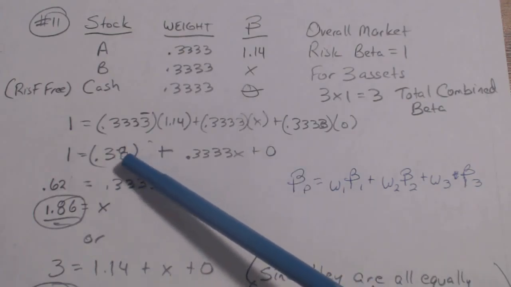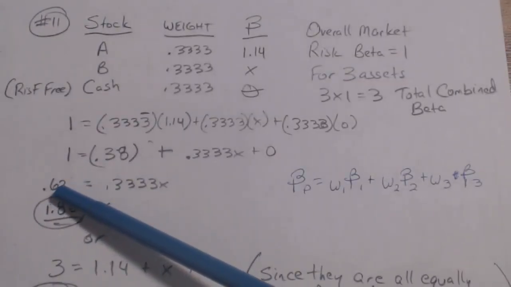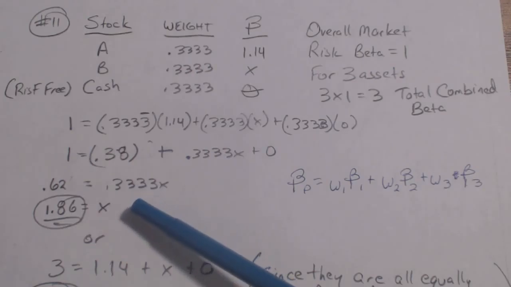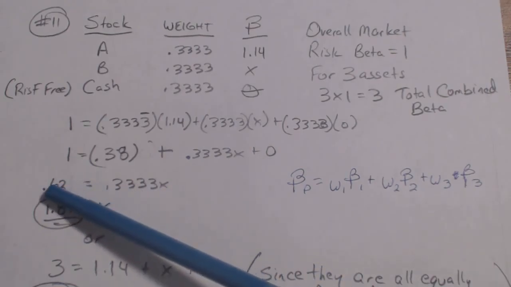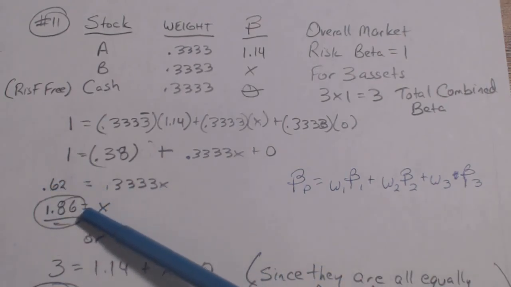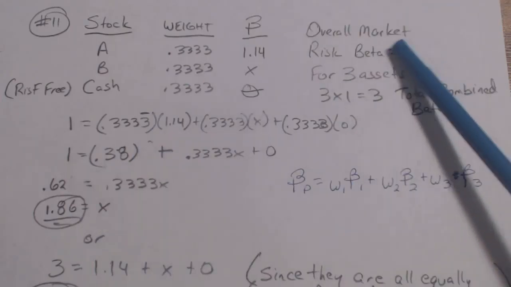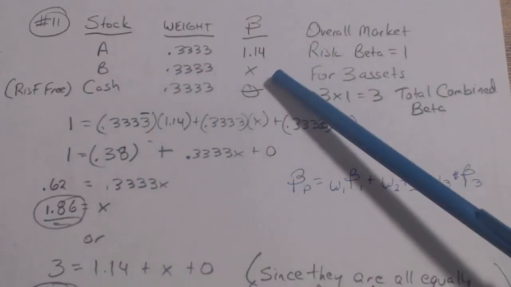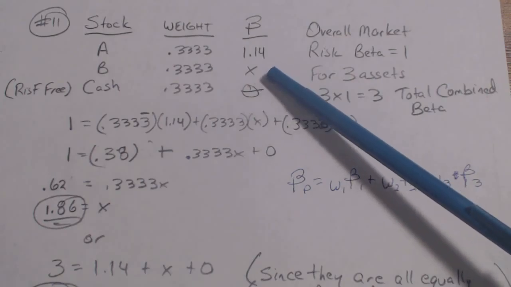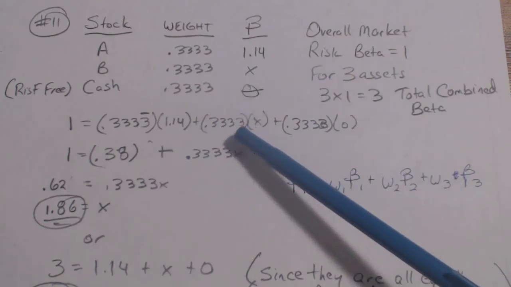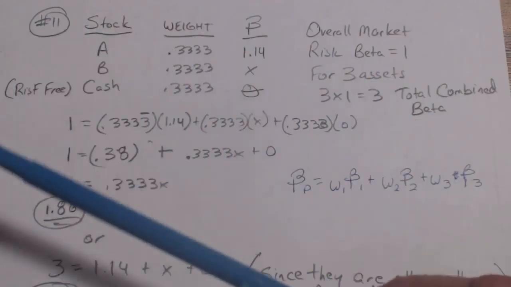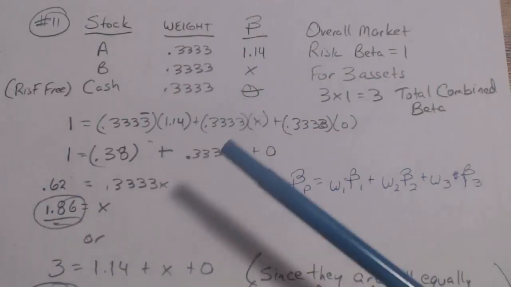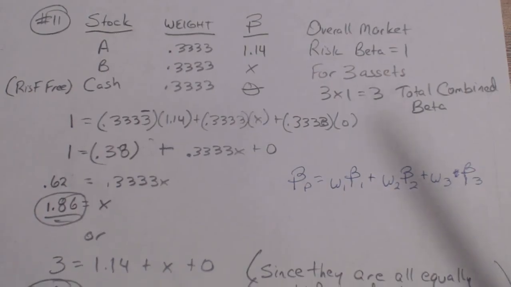Okay, so you move this to the other side, this becomes 0.62. This is just simple basic algebra. Equals 0.3333x. You divide this by 0.333 and you divide that by 0.333 and you get 1.86 equals x. This is the way to probably do it. Remember, put x for the one that you're trying to find. Multiply it times the weight. Don't forget that. This is probably the best way to do it, just so you understand how to do it, because they're not going to do something that easy on a test, I guarantee you.